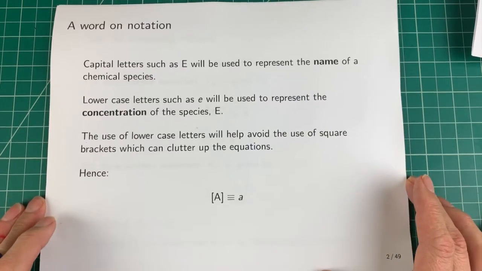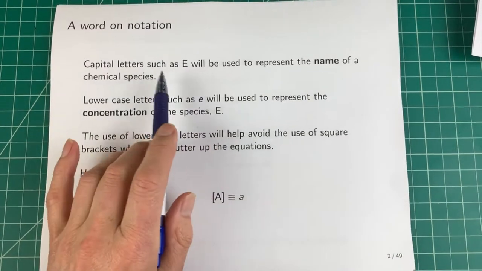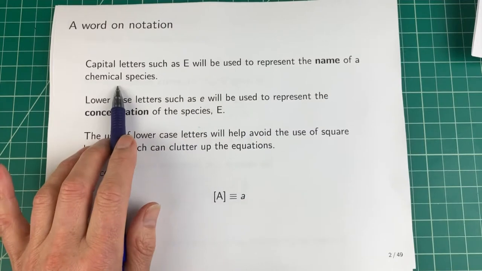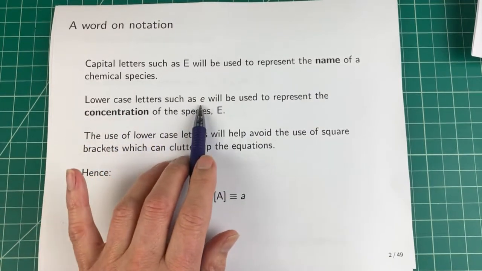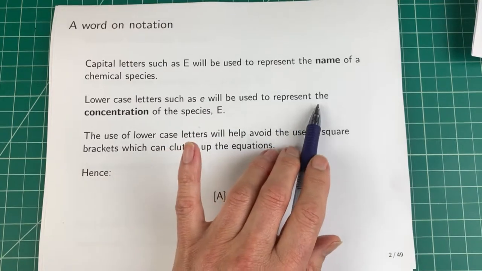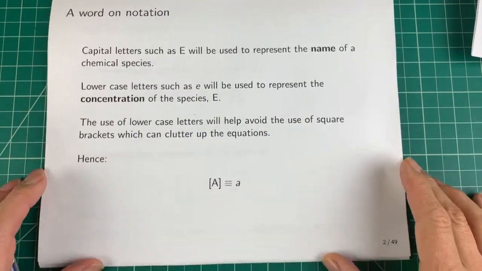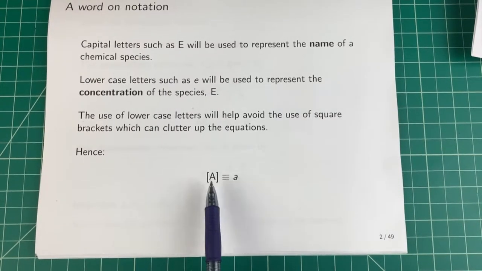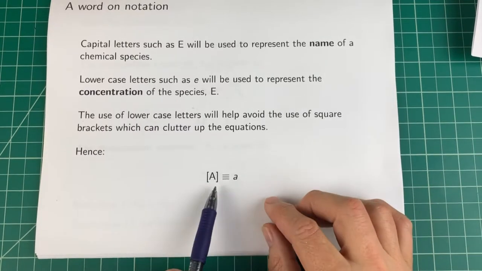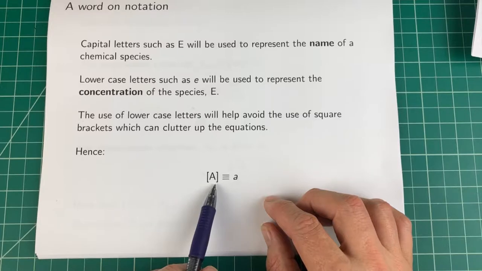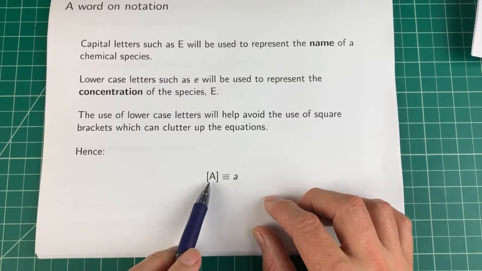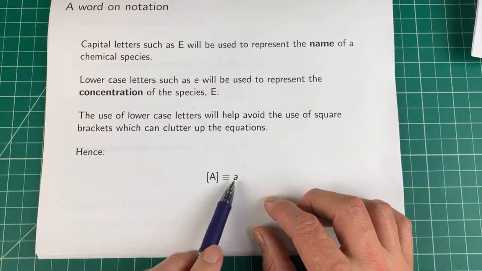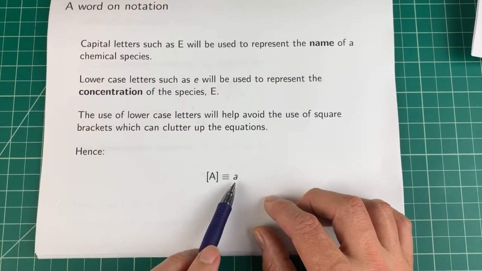First, though, let me mention a word on notation. You've seen this before. When I use a capital letter for a chemical species, what I'm referring to is the name of the chemical species. When I use its lowercase equivalent, such as little e, I mean to represent the concentration of the species. And the reason I do this, and some other authors do the same, normally you're probably used to using square brackets to signify concentration. Problem with square brackets, they tend to clutter up the equations, and you'll see we'll have some fairly big equations in this tutorial. So rather than have square brackets all over the place, I decided just to use an italics small letter to indicate concentration.